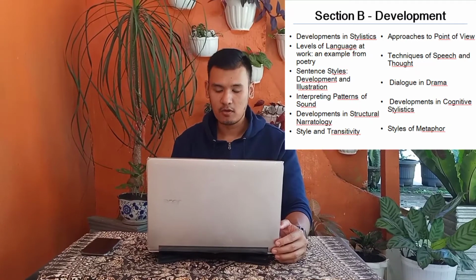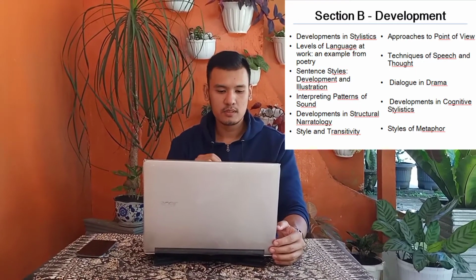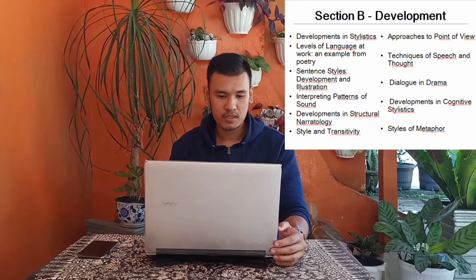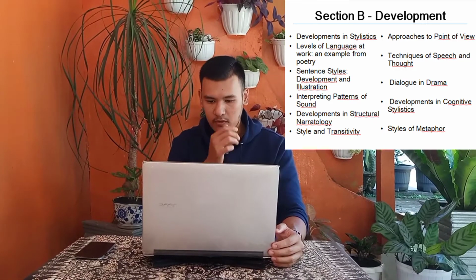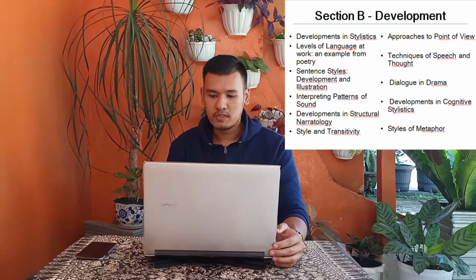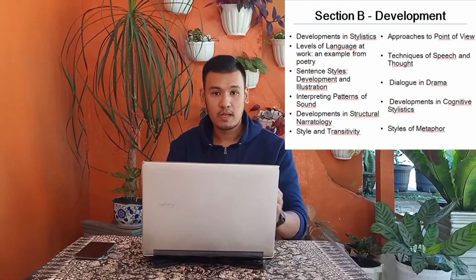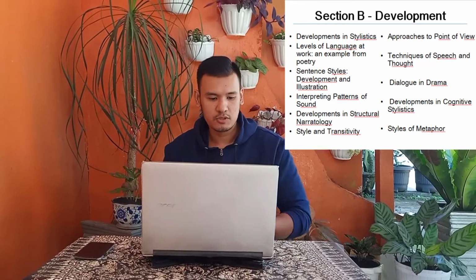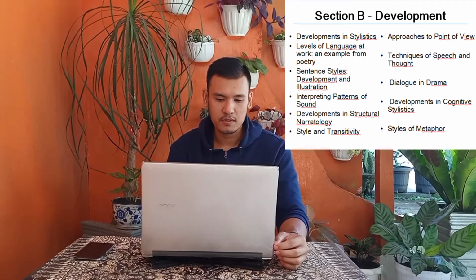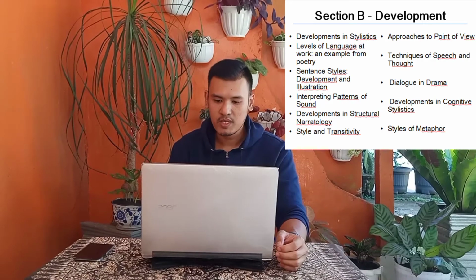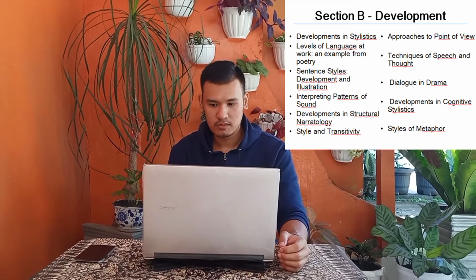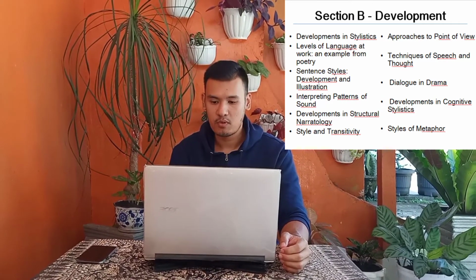So the next section is section B, development. This section consists of 11 units. The units are as follows. The first is developments in stylistics, which relates to the previous unit in section A and investigates the further concept of foregrounding. Second is levels of language, an example from poetry.